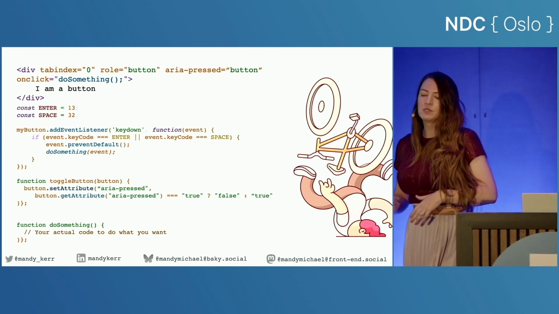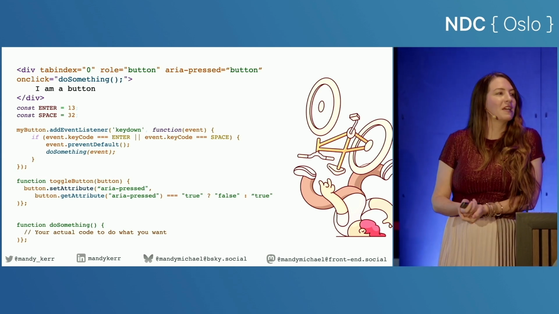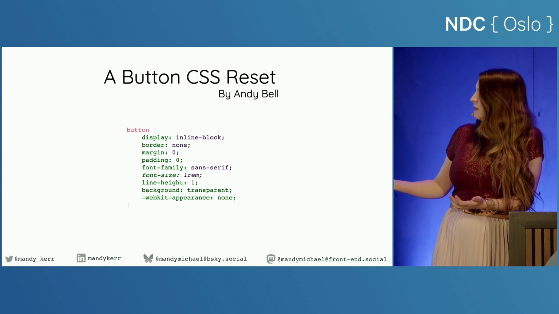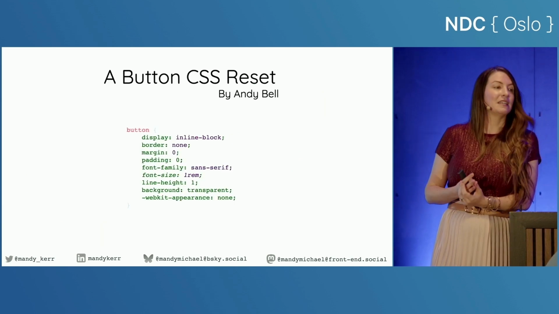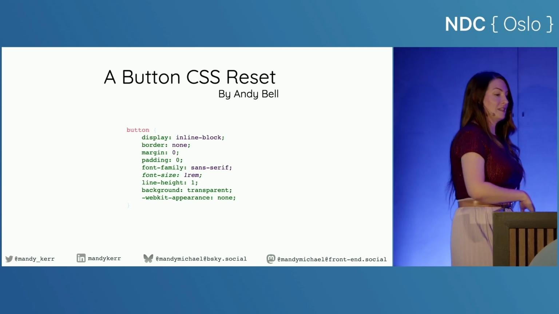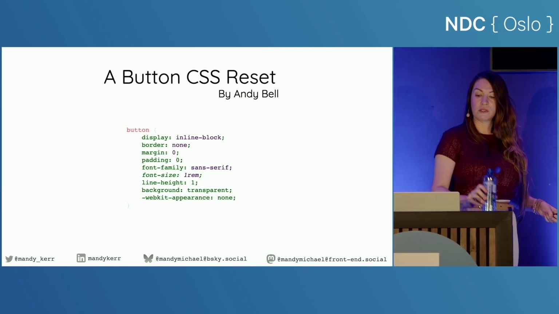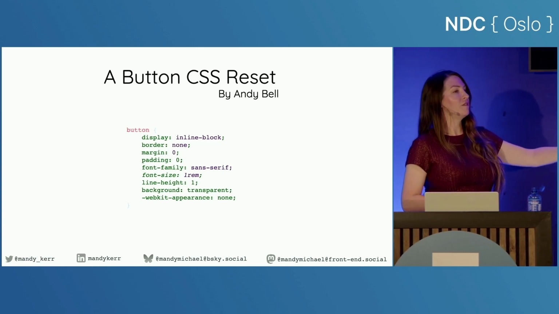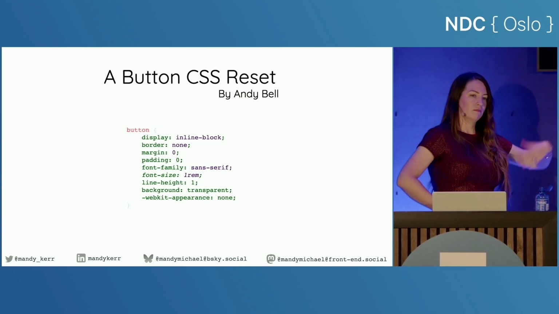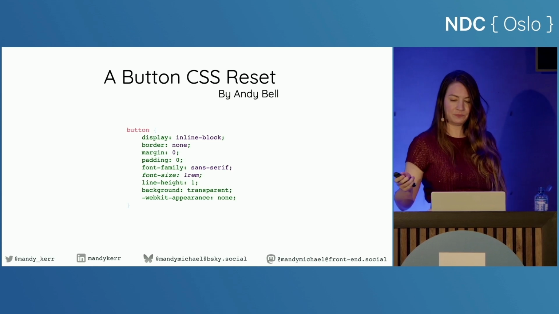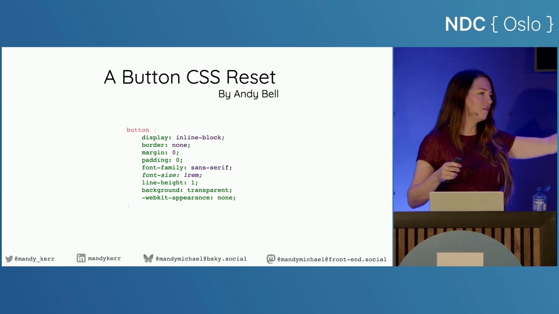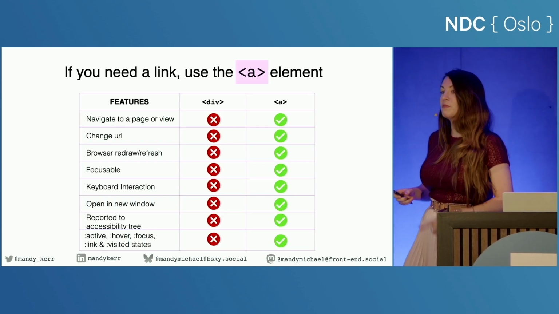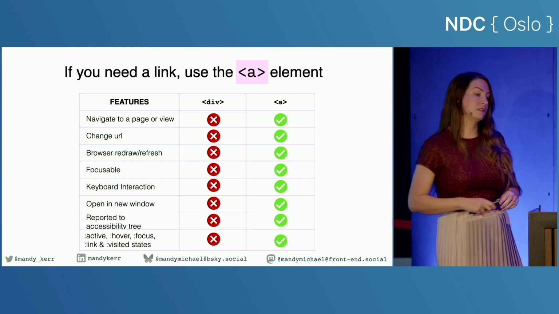I know that sometimes people use a div because they don't like the default styling that browsers apply. Instead of using a div, use this button CSS reset by Andy Bell, copy that into your CSS, and it will give you a button that looks like a div. And then you'll get all of the nice features of a div and none of the visuals of a button. Sorry, you'll get all the nice features of a button and the visuals of a div. Same applies for anchor elements for links. They come with a lot of pre-built functionality, so you should use them instead of divs.